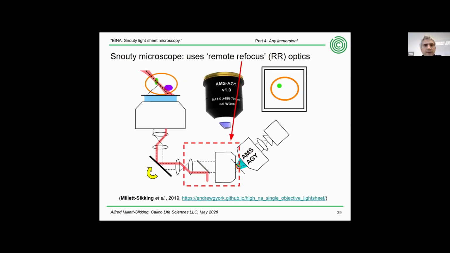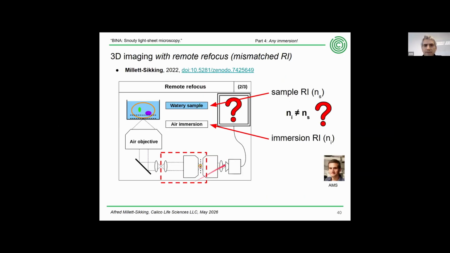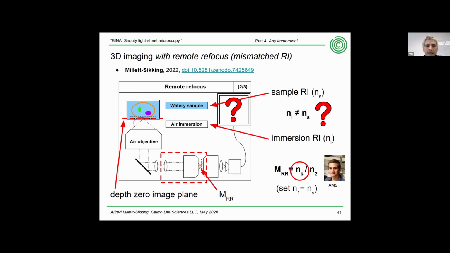Now, you remember that the Snouty microscope actually uses these remote refocus optics. So a few years ago, I asked myself the question, well, what happens with remote refocus optics when we do this sort of strongly mismatched immersion? So here I'm using an extreme example. I have an air objective, and I'm trying to look deep into a watery sample, right? Which is something that you would normally not try to do. So it turns out that if you configure this just right, where you put the traditional focal plane at what I'll call the depth 0 image plane, which is just at the surface of the sample or just above the cover slip.